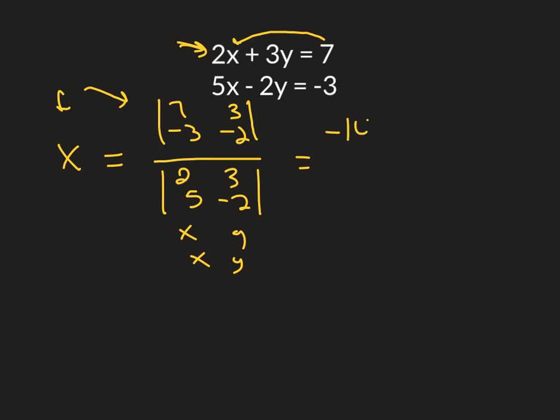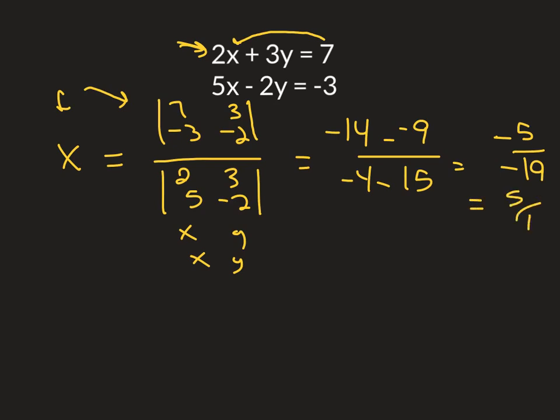Remember, multiply and subtract. Get negative 14 minus negative 9. On the bottom, do the same thing: negative 4 minus 15. When I work those out, I'm going to get negative 5 over negative 19, or just 5/19.